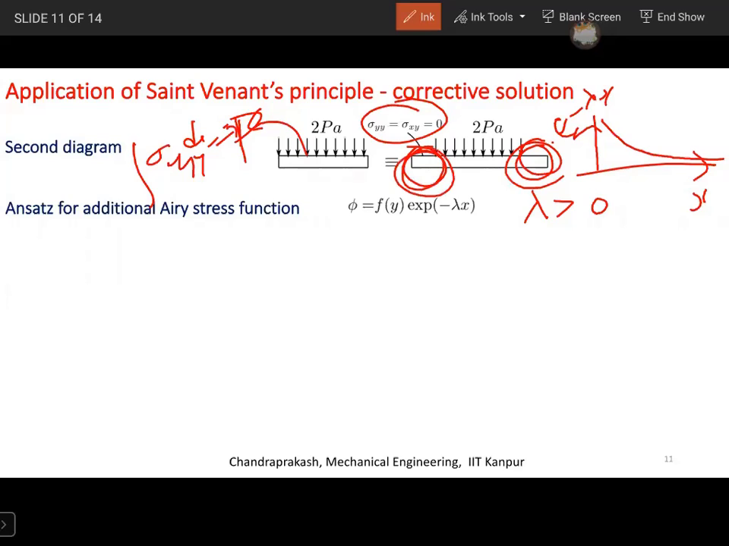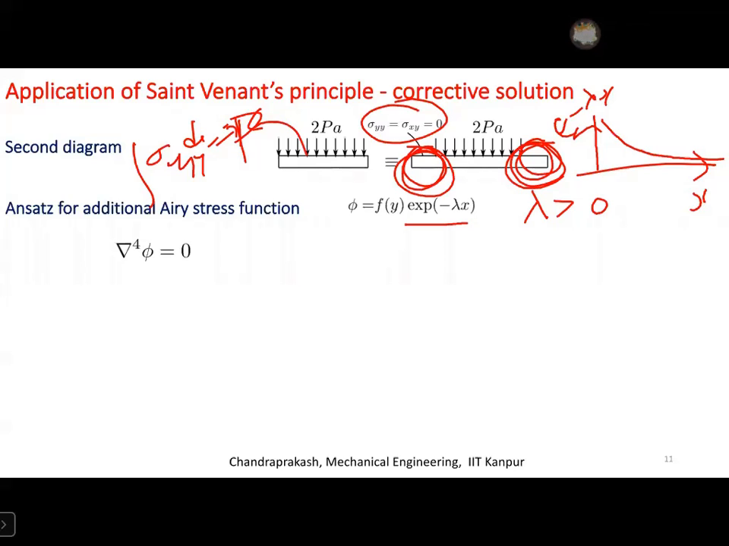What is different from our previous lecture or the previous solution? Here the solution should locally die out, so that your other boundary conditions are in place. That is the reason a decaying function has been chosen. Now this is also an Airy stress function, which means it should also satisfy the biharmonic equation. If I substitute phi as f times exponential minus lambda x, I would end up with the following function. So even f of y is dependent on lambda.